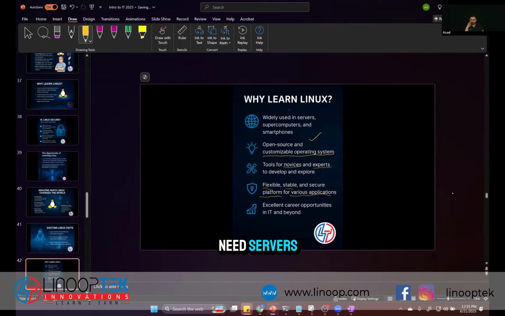Why do companies need servers? Because they need to develop applications. They need to run their applications. When you go to Instagram and TikTok, and when you start scrolling, at the end of the day, there is a server, which is most likely 99.98% running on top of the Linux operating system. So therefore, it offers you excellent career opportunities in information technology. You can become a Linux admin, Linux engineer, cloud engineer, DevOps engineer, cybersecurity engineer, if you know Linux.